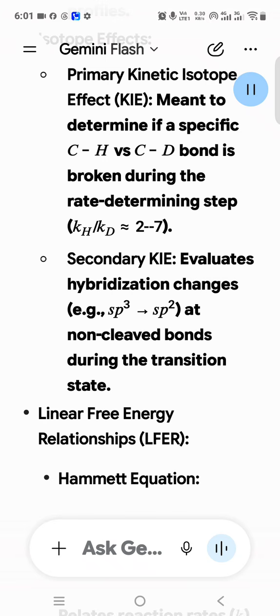Hammett equation relates reaction rates, k, or equilibrium constants, K, of meta and para-substituted benzene derivatives to substituent constants, sigma, and reaction sensitivity constants, rho. Taft equation extends the Hammett treatment to aliphatic systems by separating electronic inductive effects, sigma*, from steric hindrance effects, E_S.